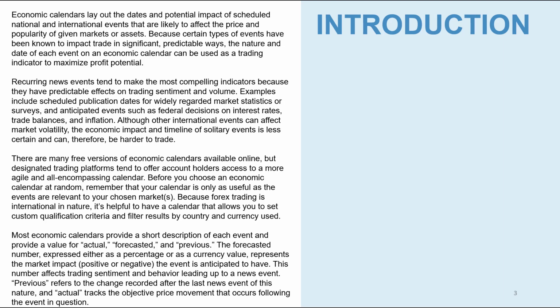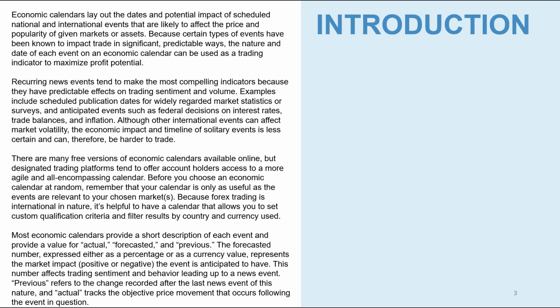Recurring news events tend to make the most compelling indicators because they have predictable effects on trading sentiment and volume. Examples include scheduled publication dates for widely regarded market statistics or surveys, and anticipated events such as federal decisions on interest rates, trade balance, and inflation. Although other international events can affect market volatility, the economic impact and timeline of solitary events is less certain and can therefore be harder to trade.